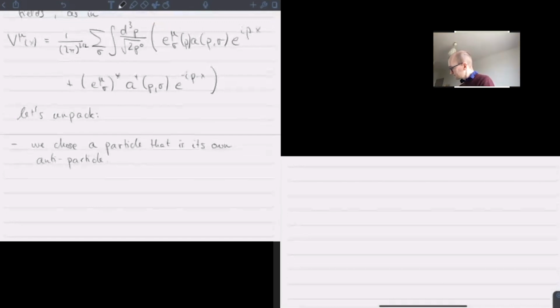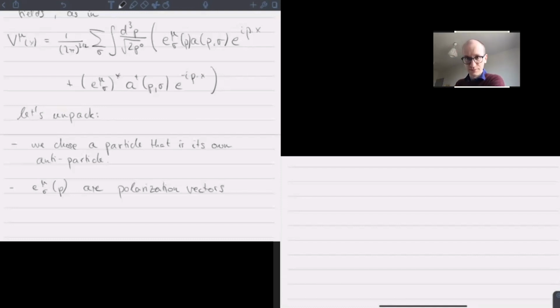So E mu sigma of P are polarization vectors. Just to say this explicitly, we remember briefly that the massive photon, for example, will have 3 polarization states. And so there will be 3 of these E mu's labeled by the sigma index, something like E-1, E0, E+1, and each of them will be a Lorentz vector with the index mu. And similarly for the photon, where we have 2 degrees of freedom, there'll be 2 of these labeled by sigma plus minus 1, and the same will be true for the graviton.